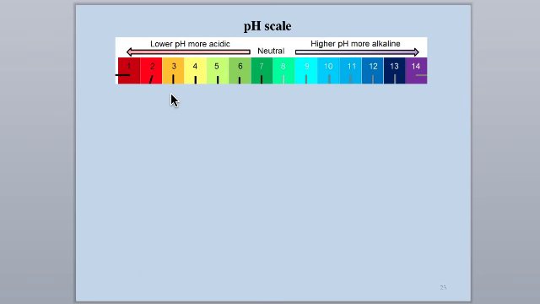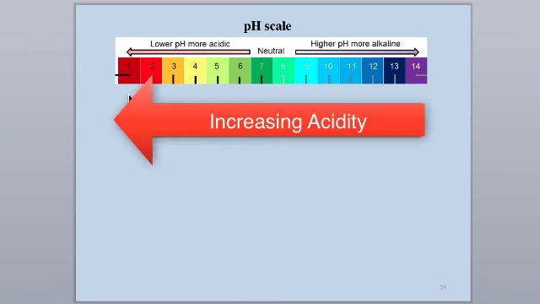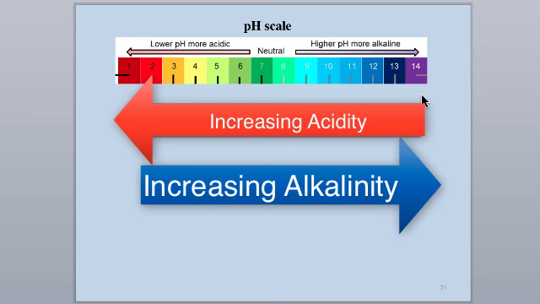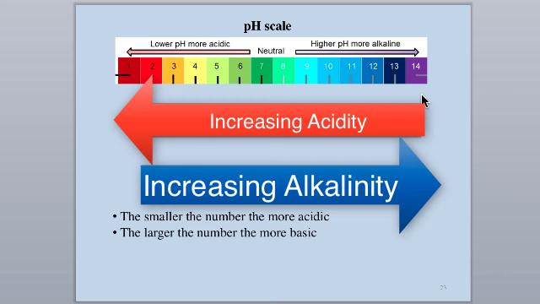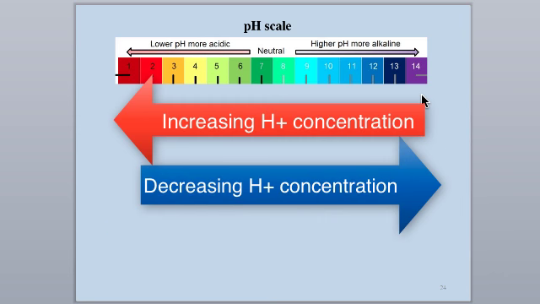And as you are moving towards 1, you are increasing in acidity, but if you were moving towards 14, you would be increasing in alkalinity or becoming more basic. And that would mean that the smaller the number, the more acidic, and the larger the number, the more basic. So a smaller pH number would mean more acidity, which also would mean higher hydrogen ion concentration.